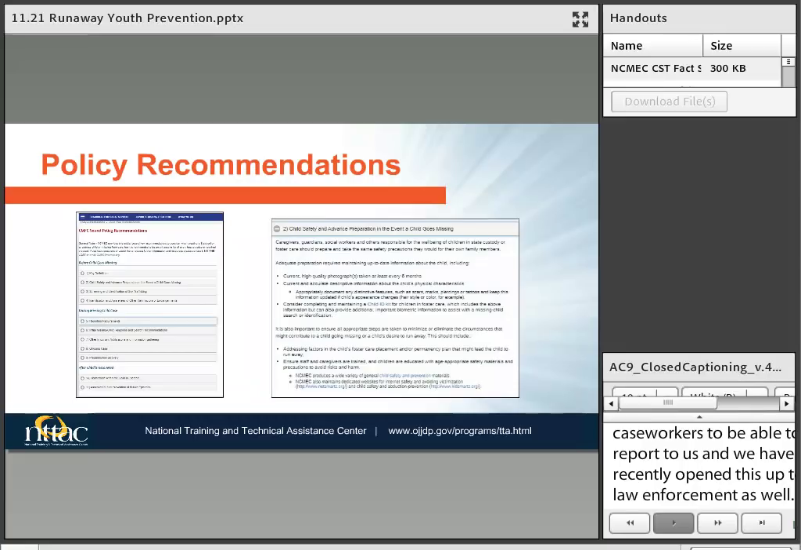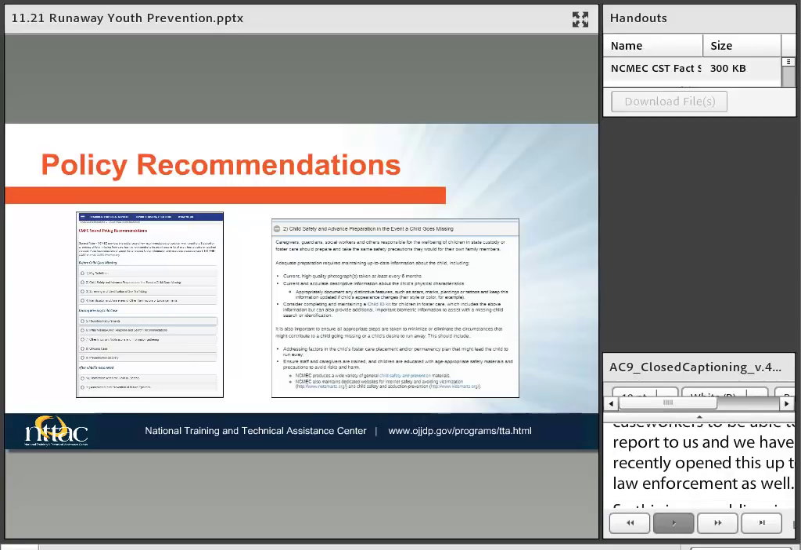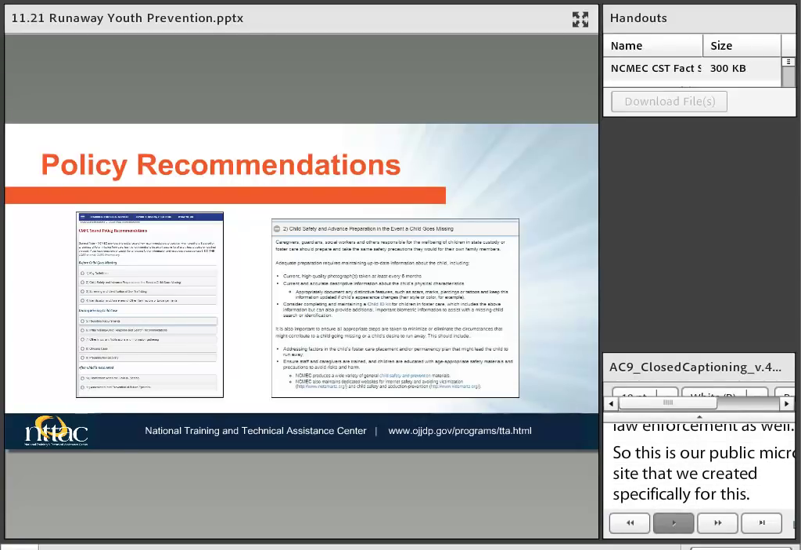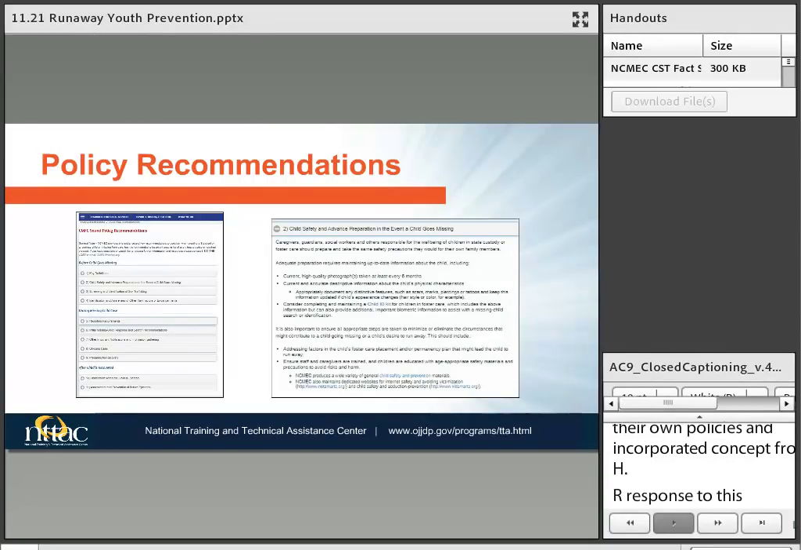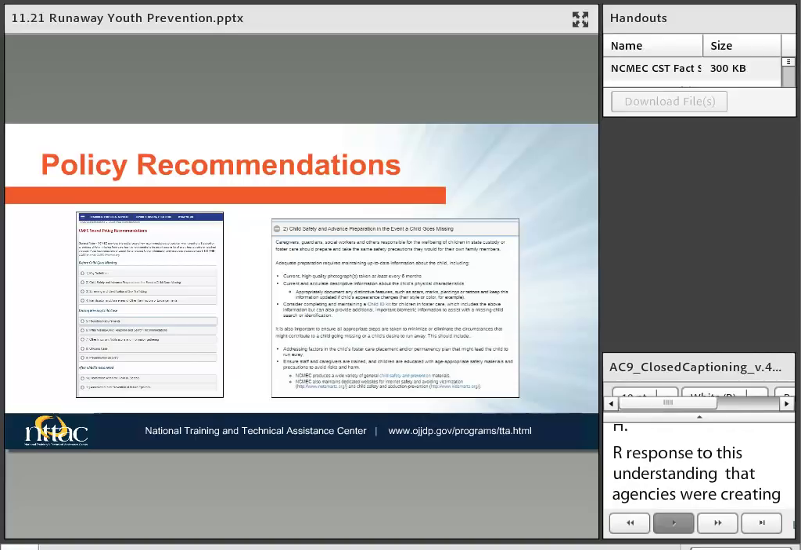And when we were given the policy mandate aspect of the federal legislation, we were aware, and I did note before, that state and county agencies around the country really work to create and implement their own policies, incorporating concepts from HR 4980. And in response to this understanding that agencies were creating their own policies and were likely needing a little bit of guidance, and we did get some outreach from agencies about policy recommendations, we created this policy recommendations section on that microsite.